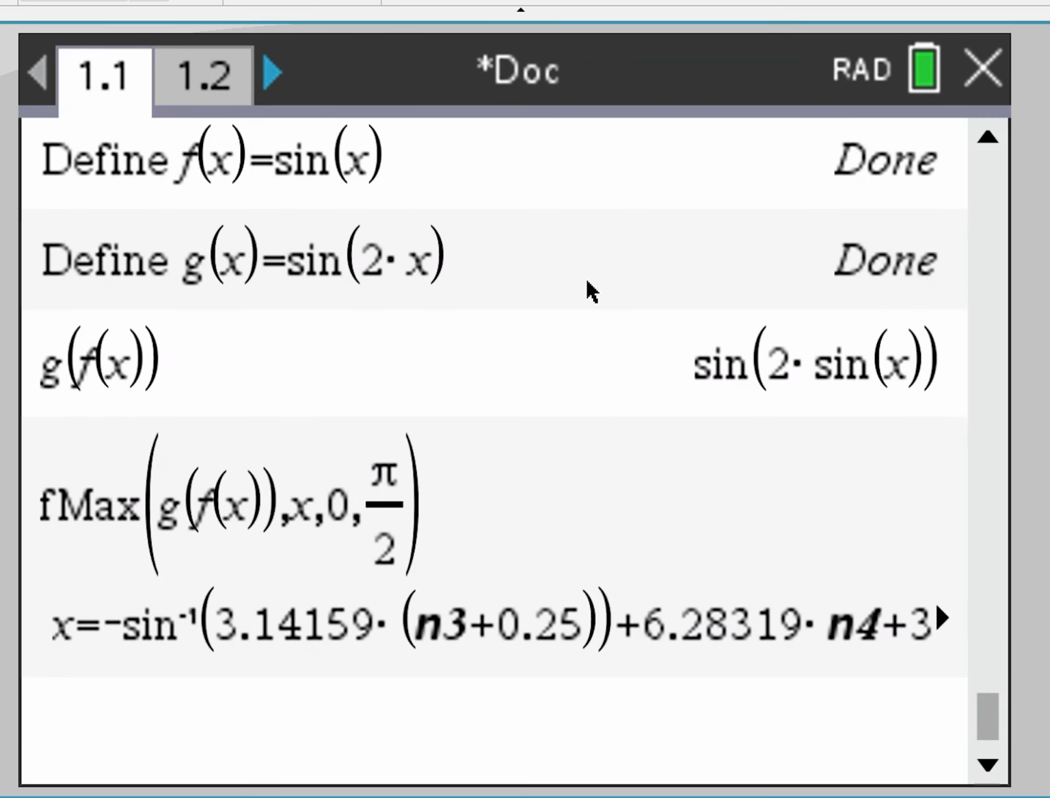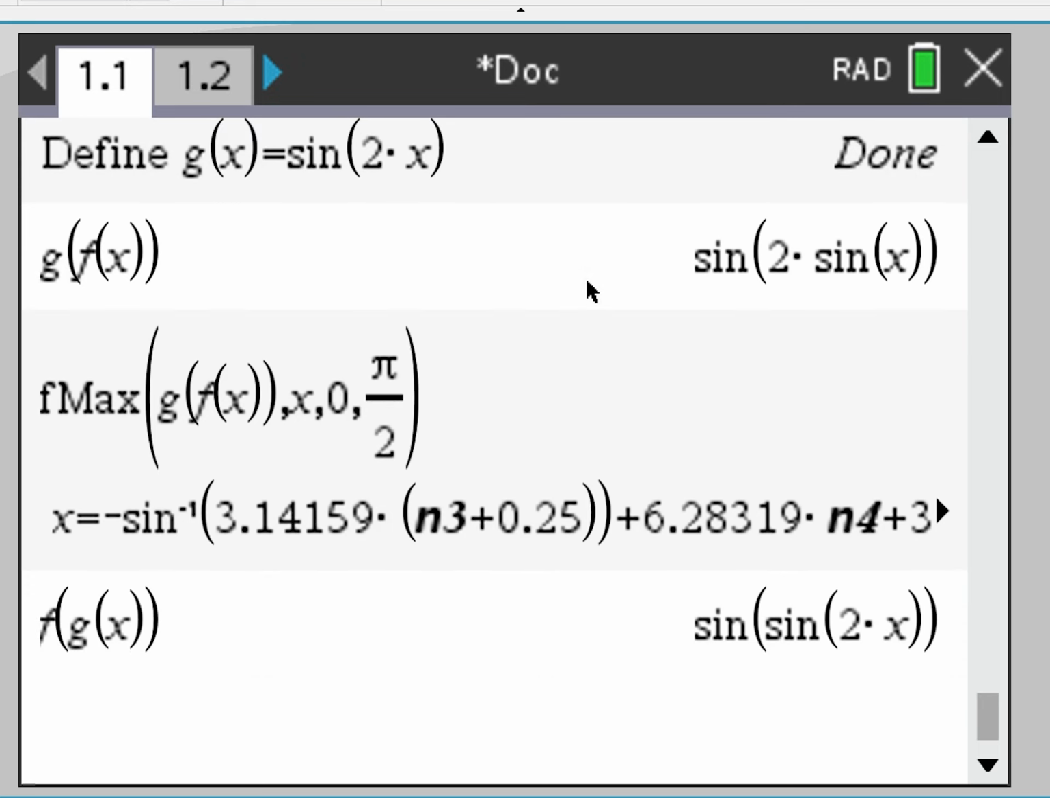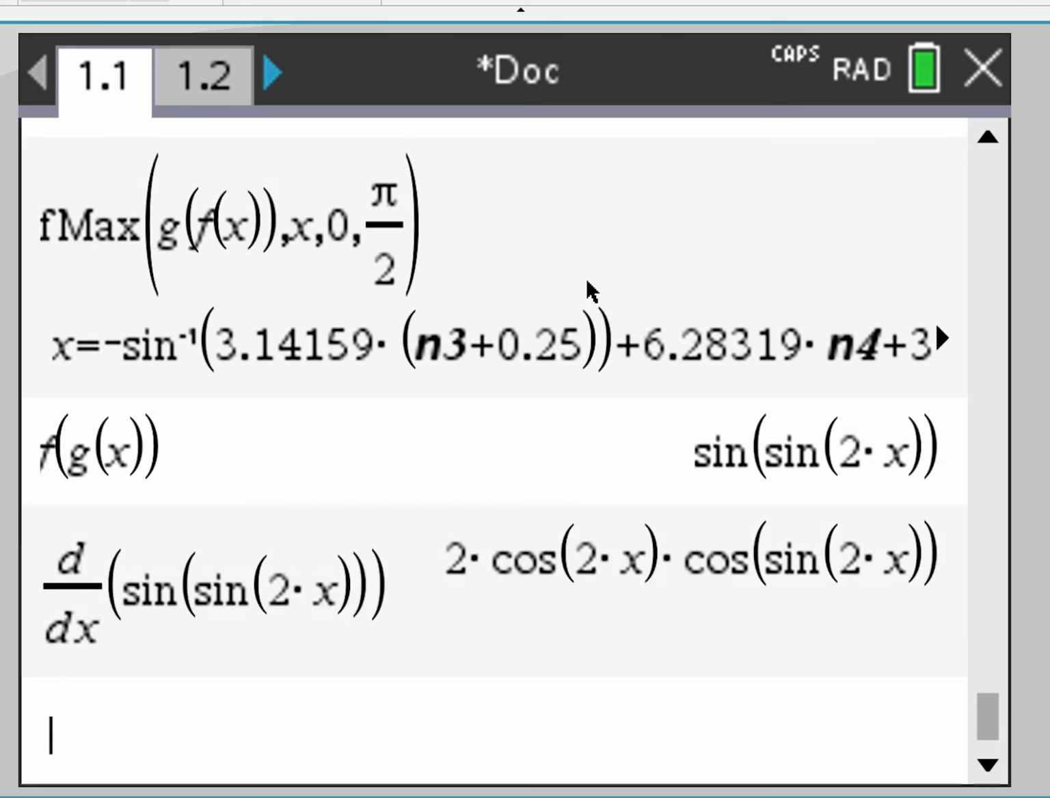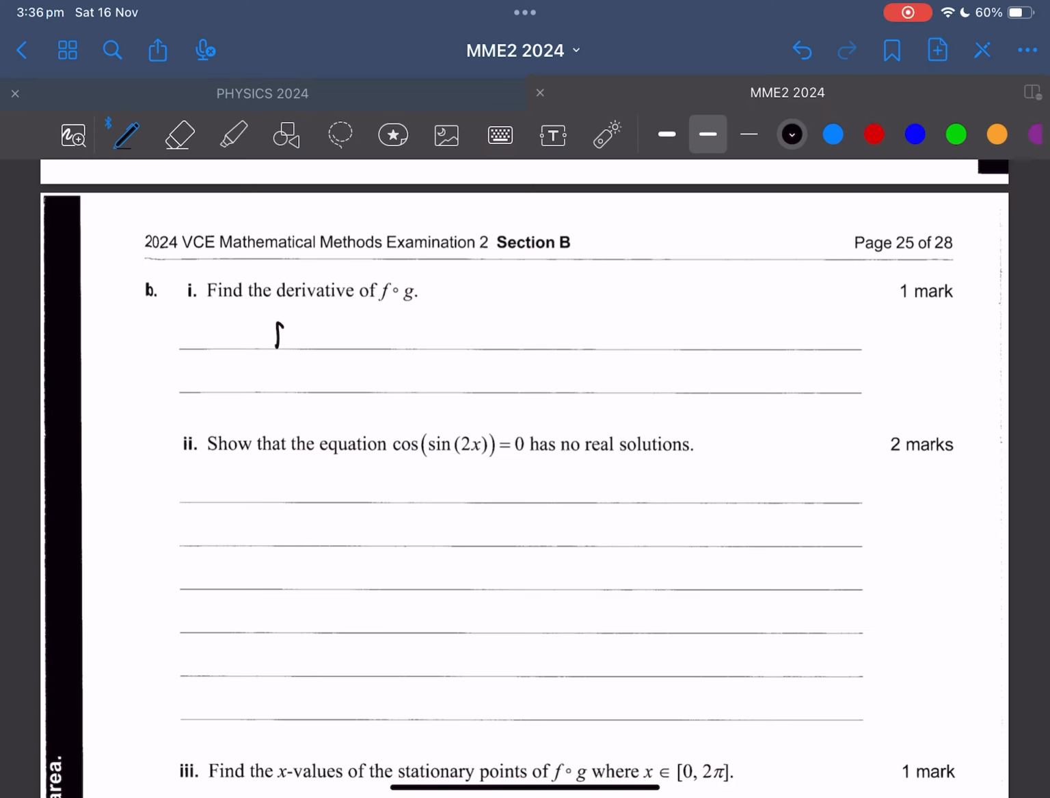Okay, so f of g of x. We need to find the derivative, so menu for 1 x. Okay, so our derivative, f of g dash x, is equal to 2 cosine 2x cosine and sine of 2x.